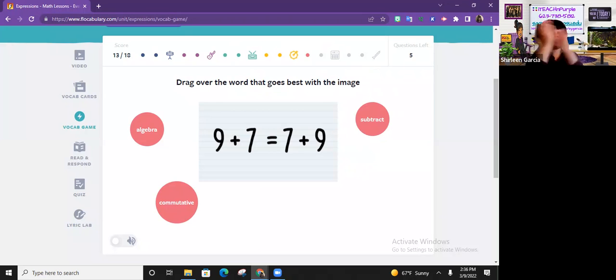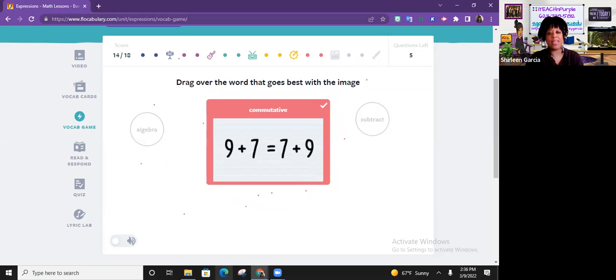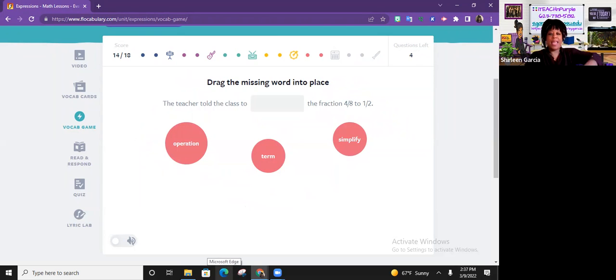Nine plus 7, 7 plus 9. Well, I'm sorry, 9 plus 7 equals 7 plus 9. It's the same thing, even though the numbers traveled. Commutative, yes, yes.